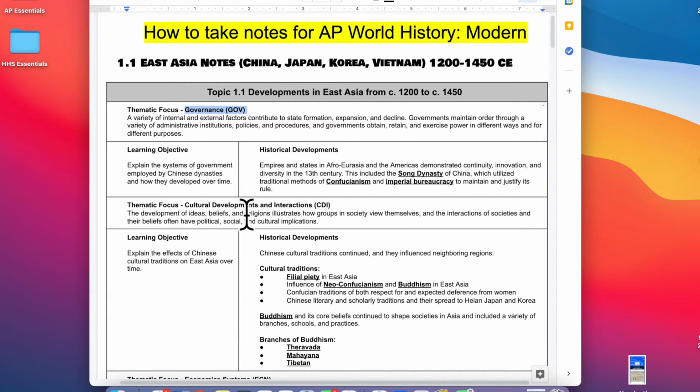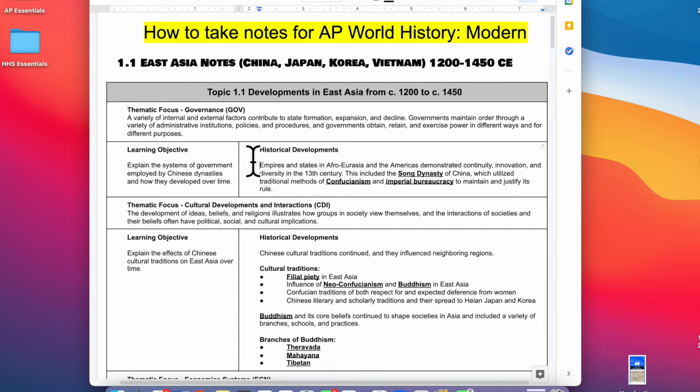All right? And what do they want us to do? They want us to explain the system of governments employed by Chinese dynasties. So now a little more specific, we're talking about Chinese governments. Let's get even more specific. Historical developments. We need to understand the governments in China, specifically the Song dynasty, and how they used imperial bureaucracy, or a system of offices, and management, and Confucianism, a spiritual belief system and a way of life. How did they use that to manage people?